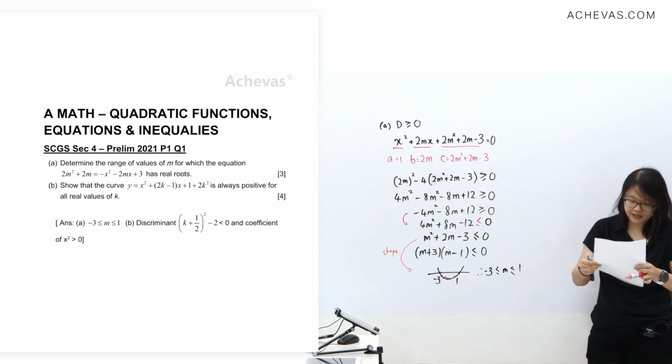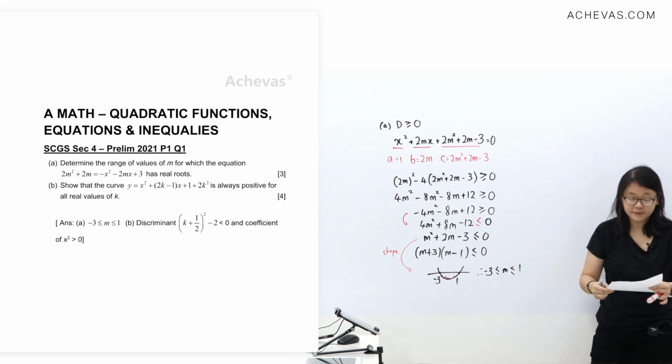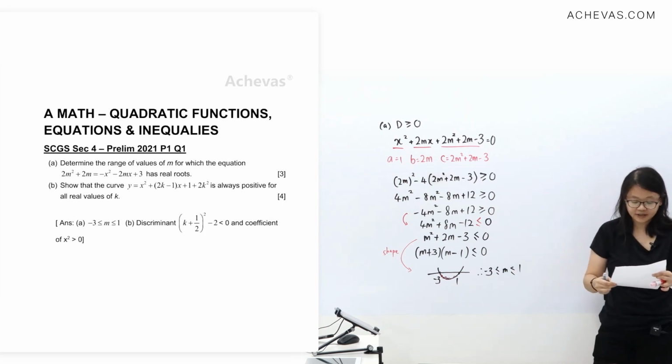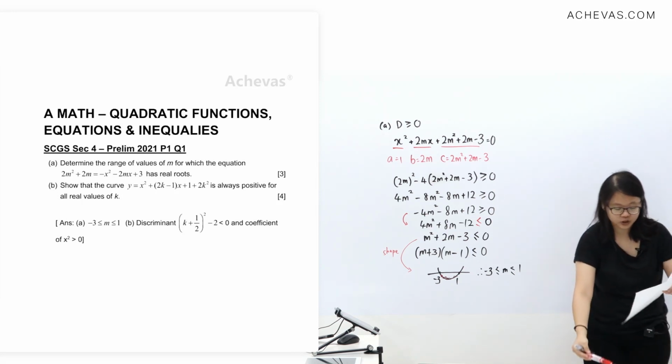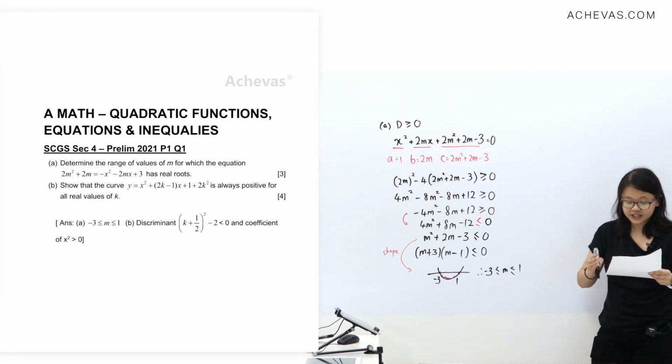So next, let's take a look at question B. We need to show that the curve y equals x squared plus 2k minus 1 x plus 1 plus 2k squared is always positive for all real values of k. Okay, so the keyword is always positive.